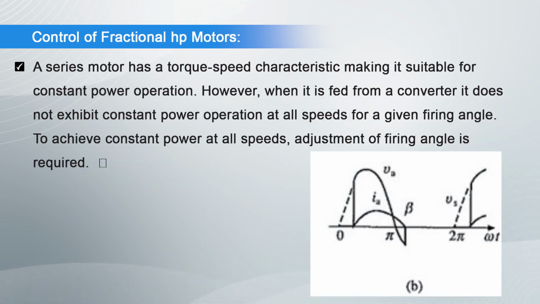A series motor has a torque speed characteristic making it suitable for constant power operation. However, when it is fed from a converter, it does not exhibit constant power operation at all speeds for a given firing angle. To achieve constant power at all speeds, adjustment of firing angle is made.